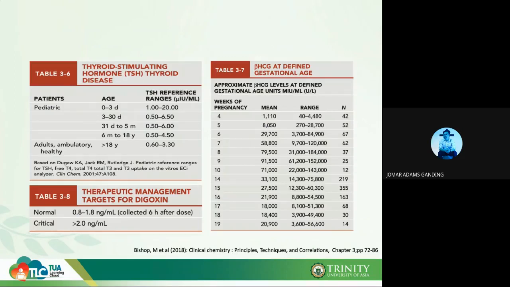So the first table, table 3-6, is a reference range for the diagnosis of the disease. So if the patient results are within the reference ranges, that would mean that the patient doesn't have the disease. But at the moment that the patient's result was below the lower limit or higher than the upper limit, then that's the time that you would now proceed with other tests to check if the patient has the disease.